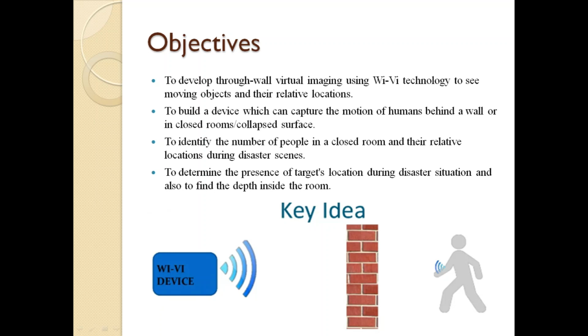This Wi-Fi device transmits the 2.4 GHz signal, and the signal will pass through the wall. That's why the technique is called the through-wall virtual imaging technique. This signal passes through the wall, hits the target location behind the wall, and gets reflected. The reflected signal will be received by the receiver. To implement this whole setup, we want to use two different types of transceiver device.